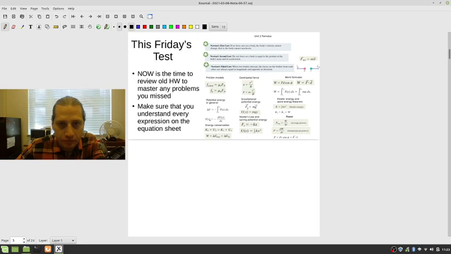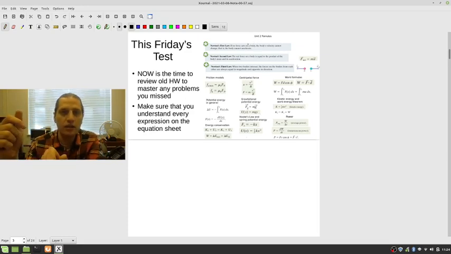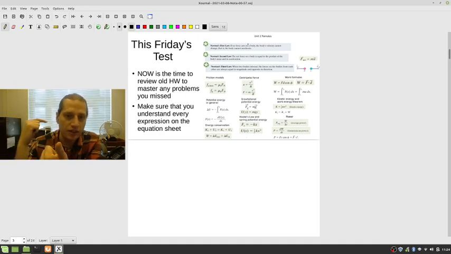And I have posted the formula sheet for Unit 2. I encourage you to go take a look at this formula sheet because, as I said after last test, for the next test, you're going to be getting your Unit 1 formula sheet and your Unit 2 formula sheet, so you can use both.